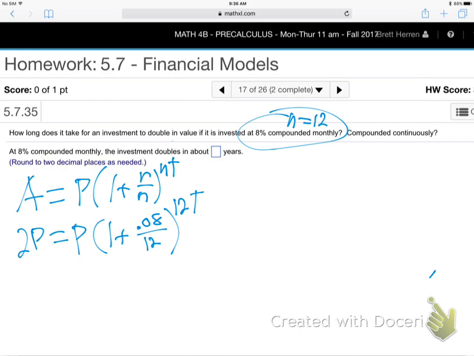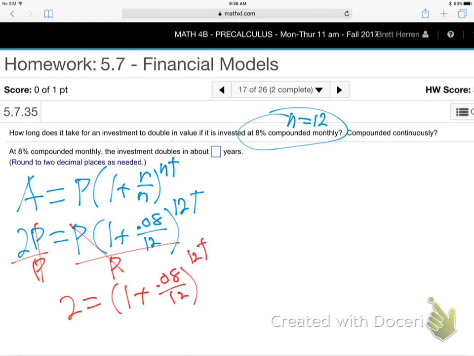What's the first step? Divide off that P, right? Like always. Then we get 2 equals 1 plus 0.08 over 12 to the 12t, like that. Good so far? Bring it up here. So 2 equals 1 plus 0.08 over 12 to the 12t. Okay, so what should we do to solve this one?